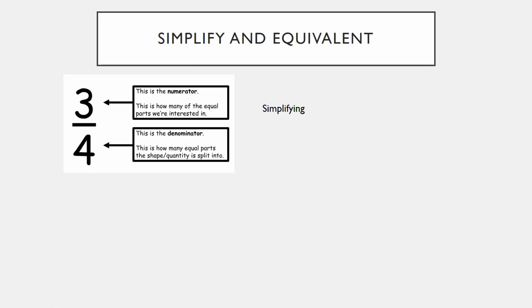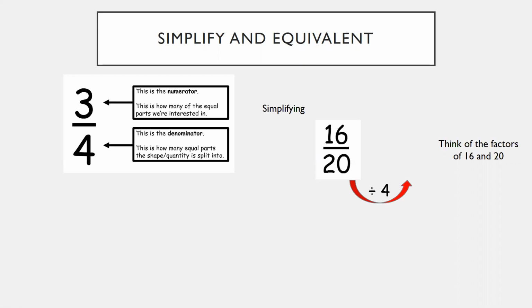So simplifying. This means we want to get our fraction down in its simplest form. So we're going to make the numbers smaller. So if I've got 16 over 20, we need to think about the factors of 16 and 20. So remember last week, we looked at factors. So I want to think of a number that I can divide these two by. So I know that 16 and 20 are in the 4 times table. So I can divide them both by 4 and that will give me 4/5.